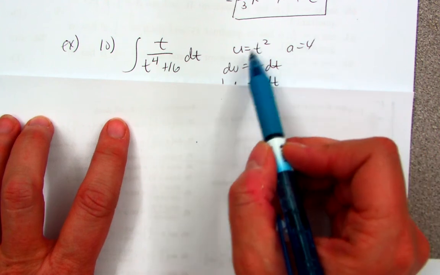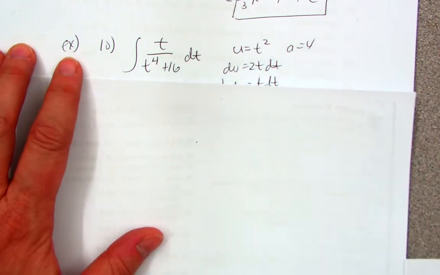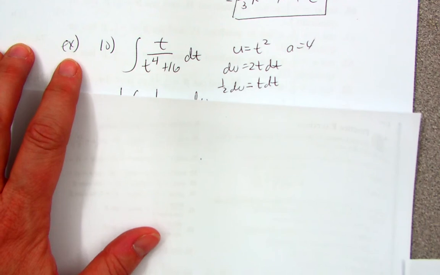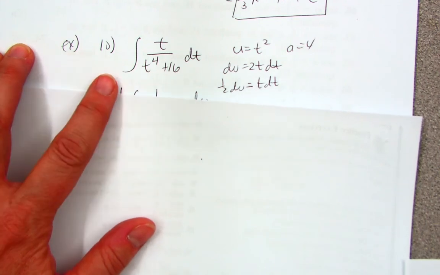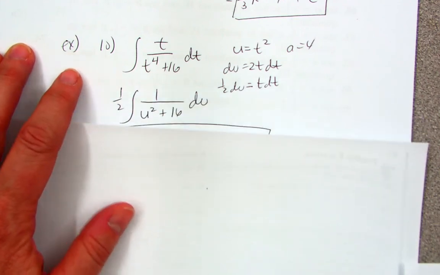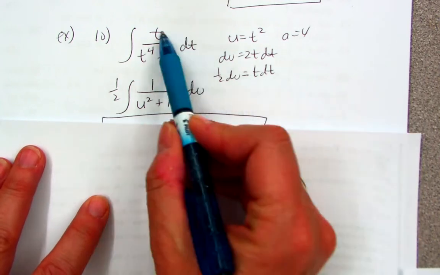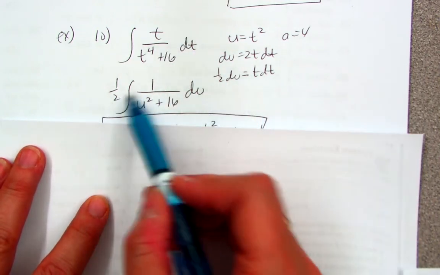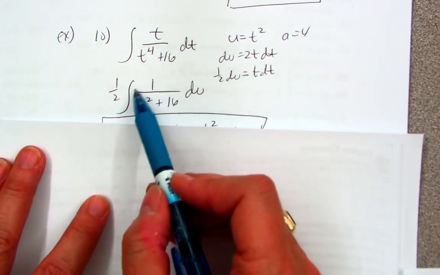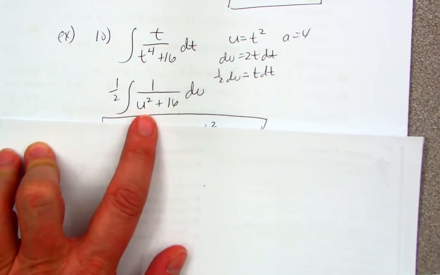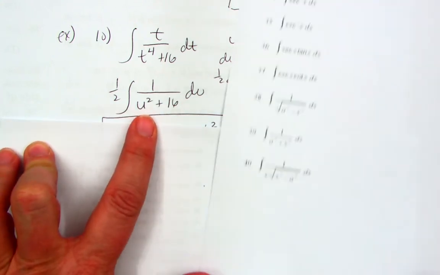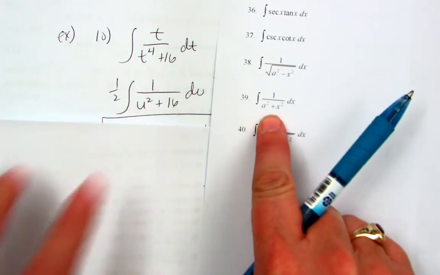I'm going to go ahead and take the derivative. So that's how I'm going to take care of that t. 1/2 du equals t dt. So now let's go ahead and substitute. So that's already taken care of. Replace it with 1/2 du. That's 1 over u squared plus 16. So this now exactly looks like this one.